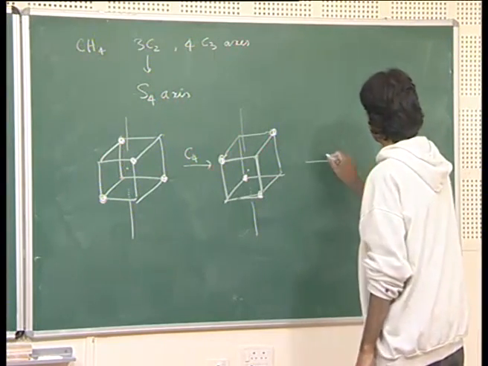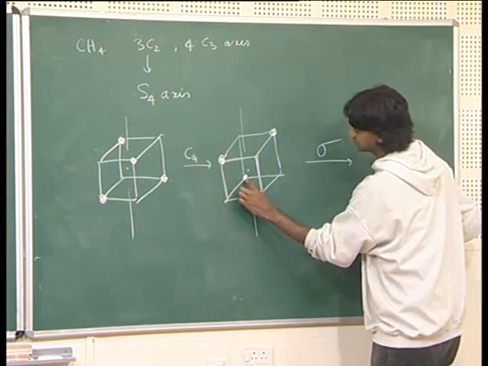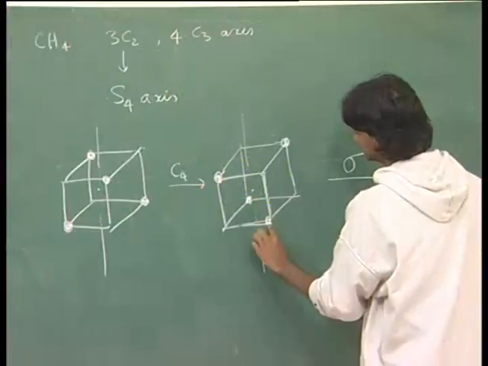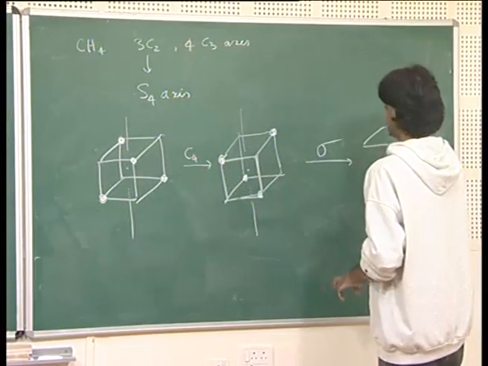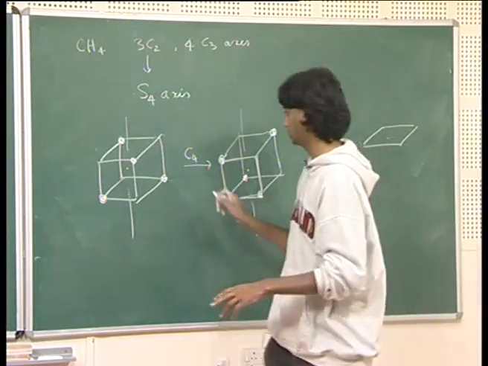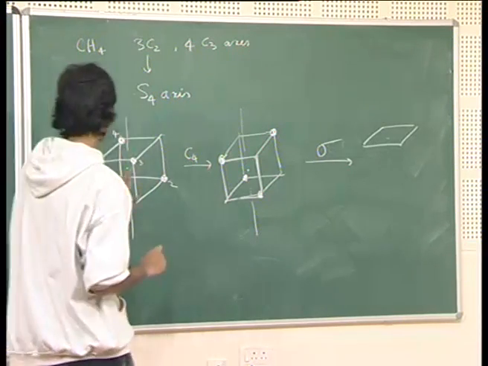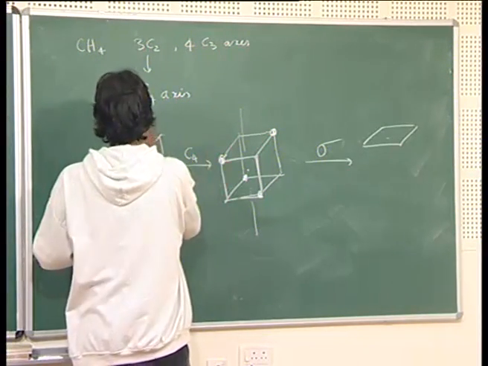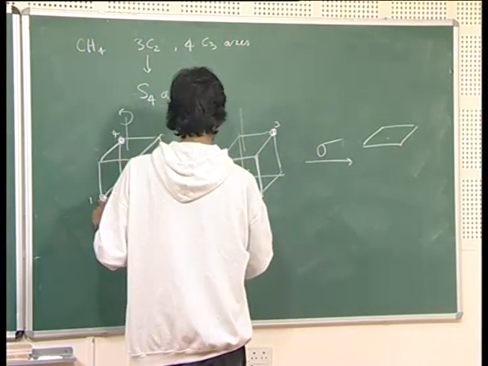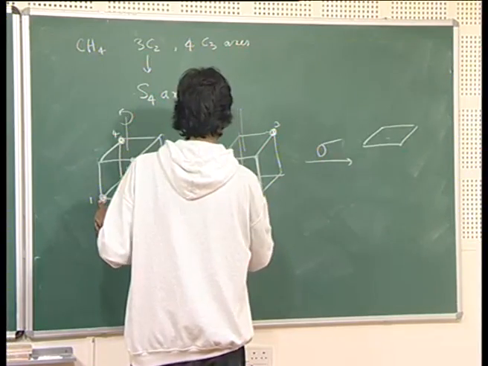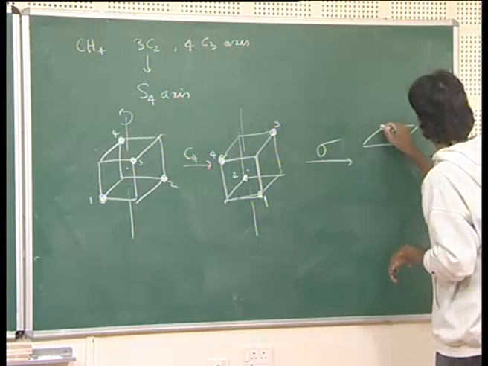Now, if you do a sigma, if you reflect about this perpendicular plane, then what will happen? This hydrogen will come here, this hydrogen will come here. I will just call them 1, 2, 3, 4. When you do the 90 degree rotation, this becomes 4, 3, 1, 2.